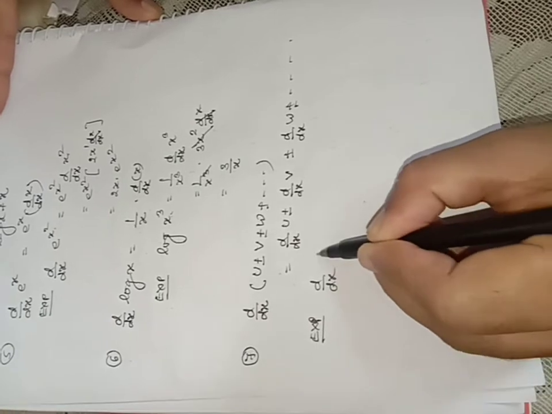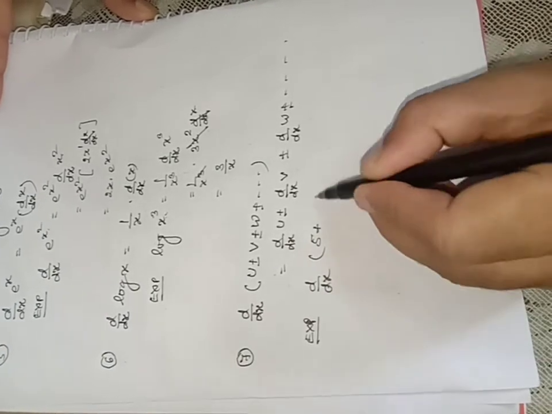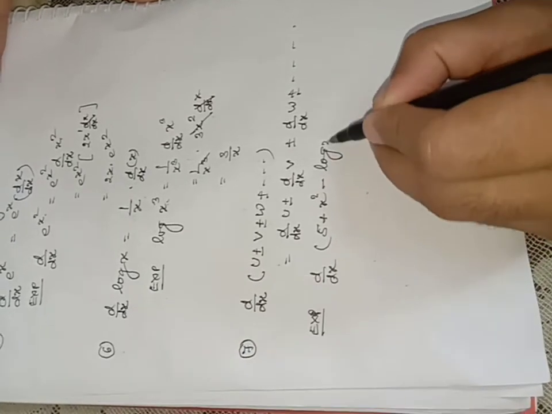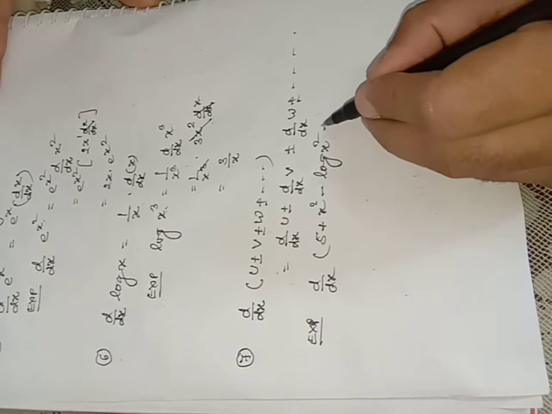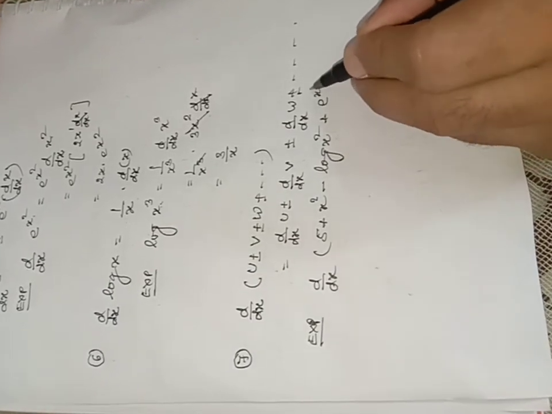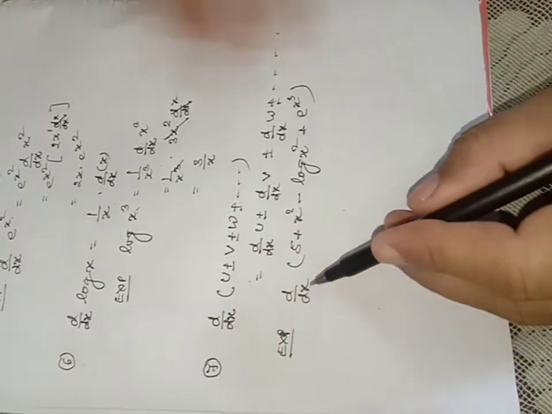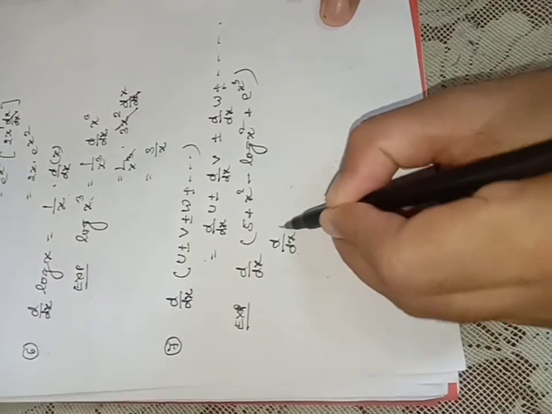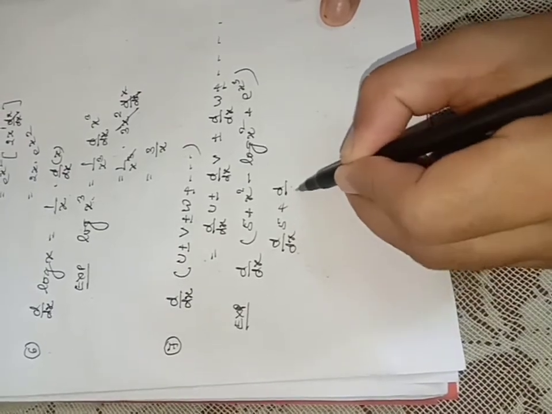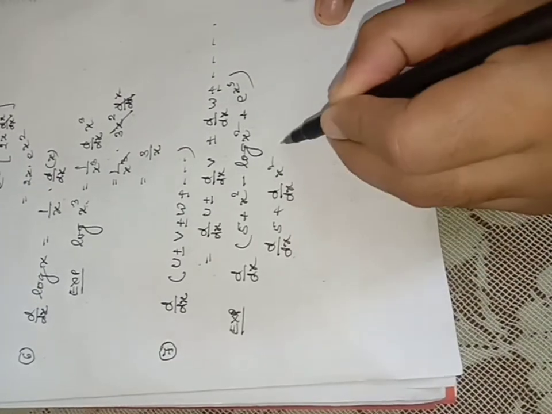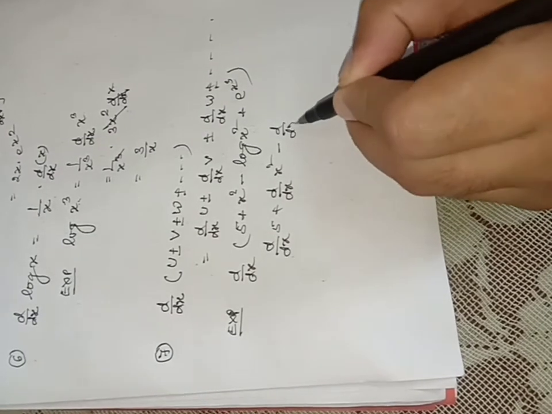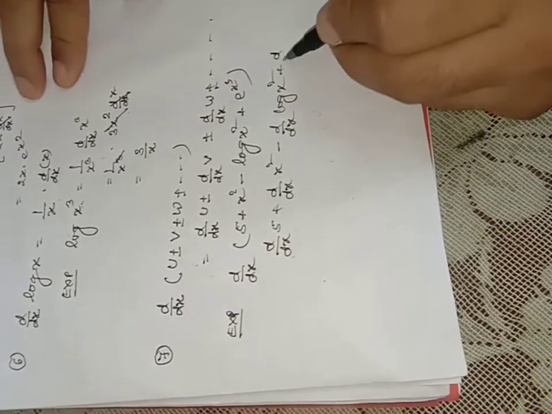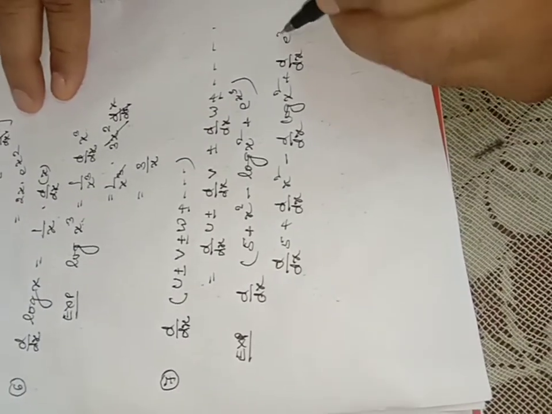Differentiate 5 plus x square minus log x square plus e to the power x cube. So in this case it gets distributed over each of the 4 terms, that is d by dx of 5 plus d by dx of x square minus d by dx of log x square plus d by dx of e to the power x cube.